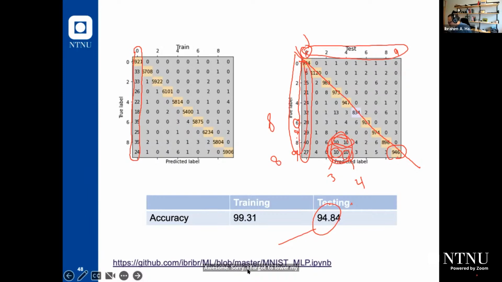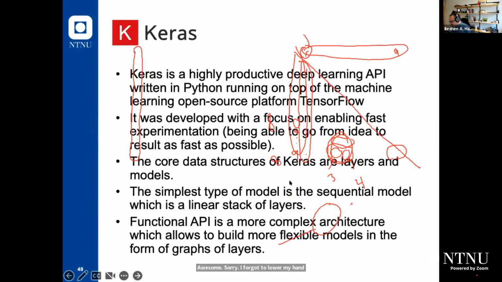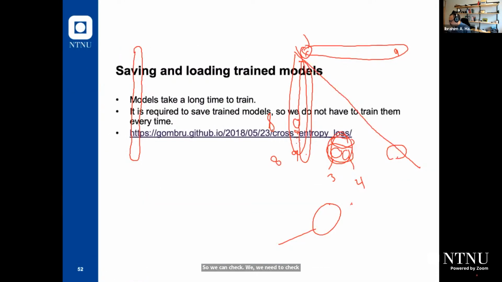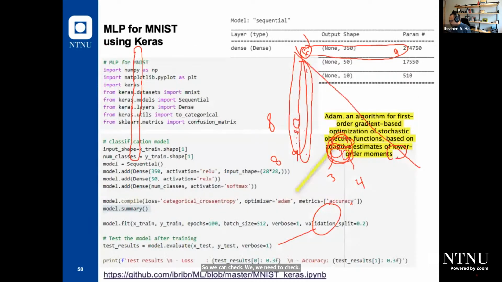I need to go to the code so we can check. Yes, but is it possible first before going to the code to go to Keras? I just want to show you the example in Keras first before we go to the code, because we don't have that much time.